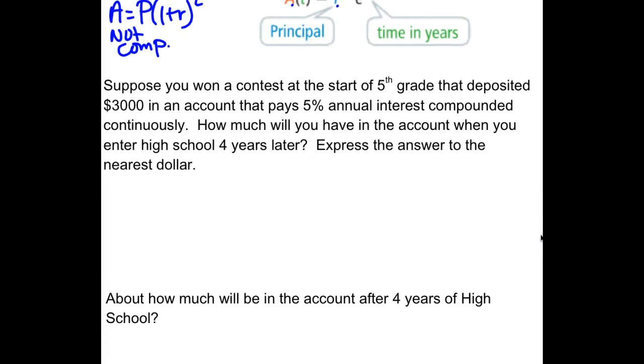All right, so the first one says, suppose you won a contest at the start of 5th grade that deposited $3,000 in an account that's paying 5% annual interest, compounded continuously. I want you to underline that, highlight it, put a big star next to it. As soon as you see those two words, compound continuous, you have to know it's PERT. Okay?